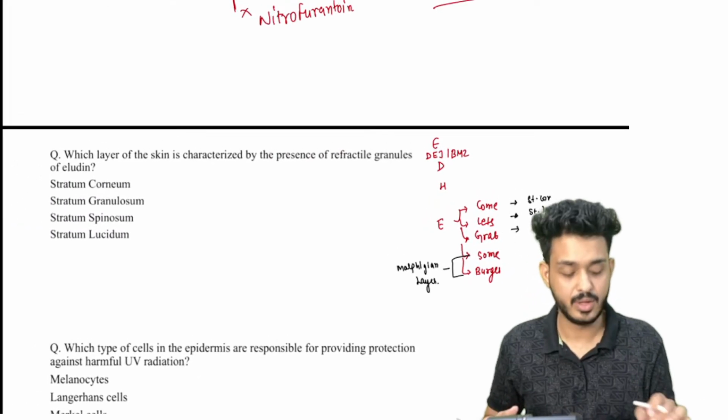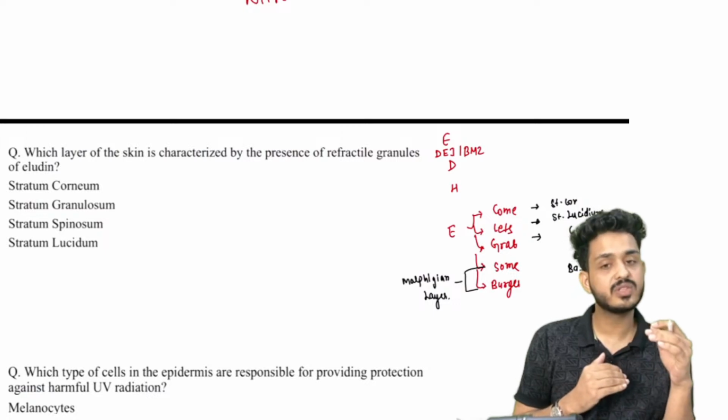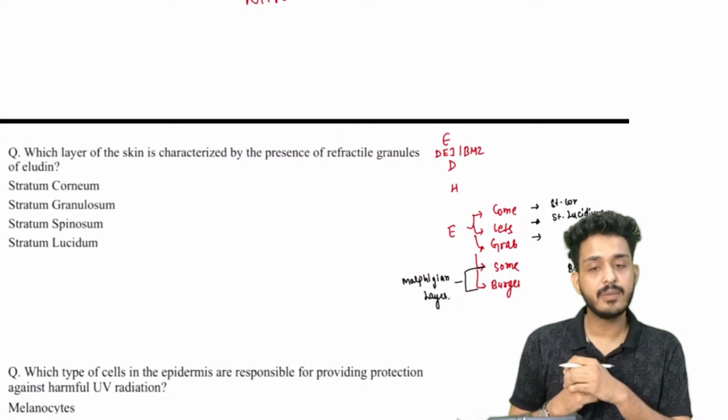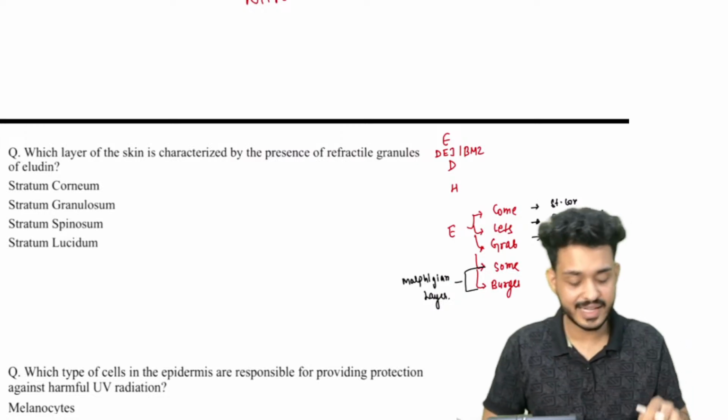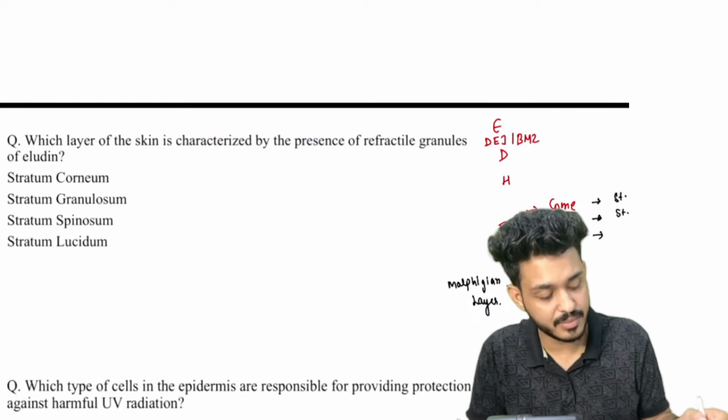Now see, what are the different things that we need to remember about these layers? There will be the epidermis, the dermoepidermal junction, the dermis, then the hypodermis. These are the different layers that we have seen. First of all, let's start with layer number 1, that is your stratum corneum.